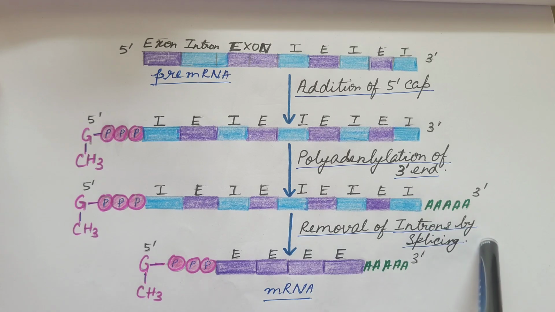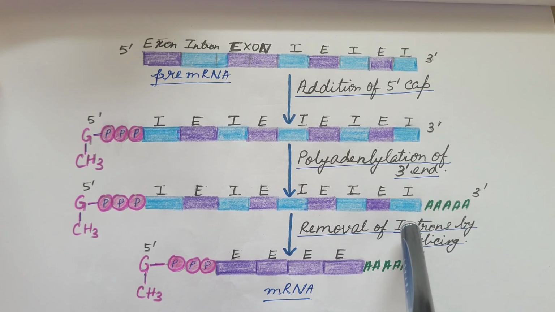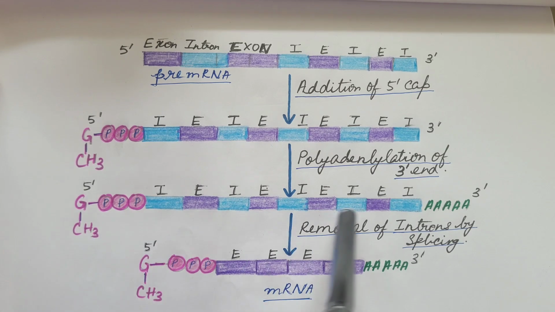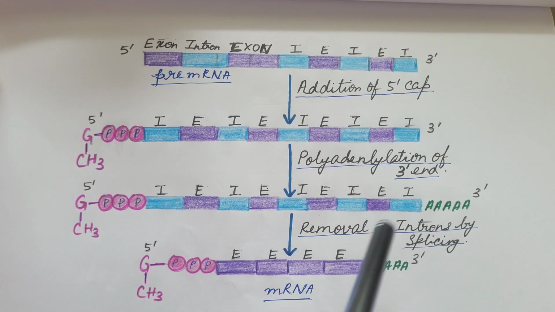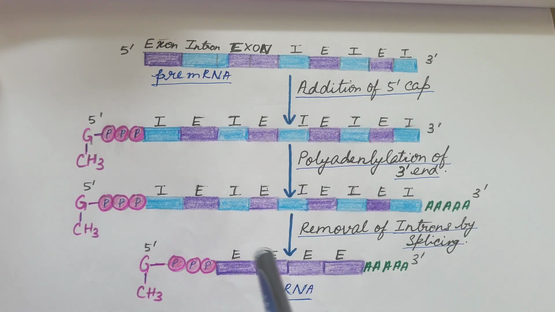After that, splicing takes place. It means introns, which are non-coding sequences, are removed and exons, which are coding sequences, are reattached. So at the end, we get mature messenger RNA, which has a cap at the 5' end and a poly-A tail at the 3' end, and it has coding sequences known as exons. This entire process takes place in the nucleus, and then the mature messenger RNA enters the cytoplasm.